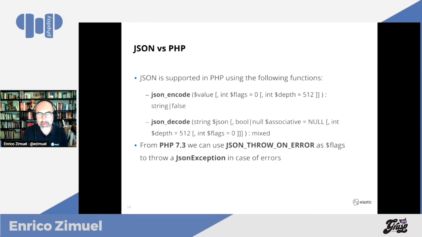And of course, we use this approach in Elasticsearch PHP. So when we have some JSON that is not valid for any reason, we manage this using the JSON exception provided by PHP itself.